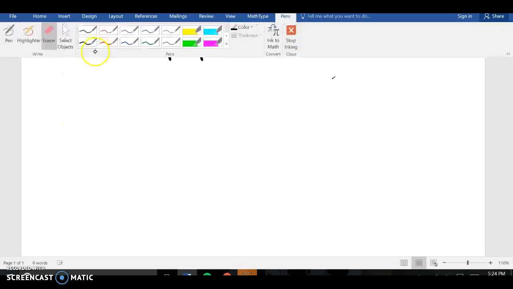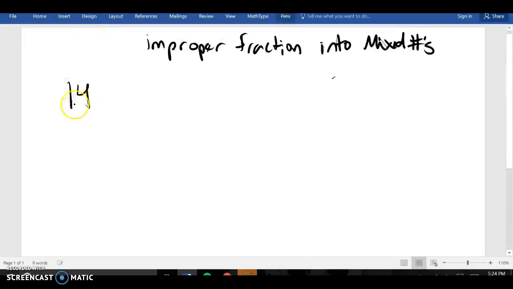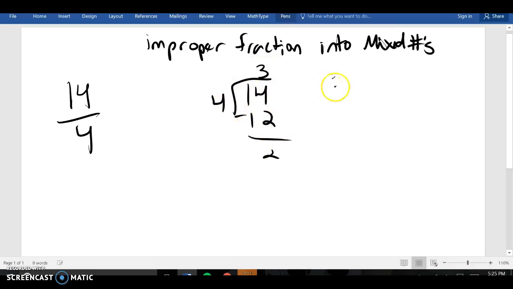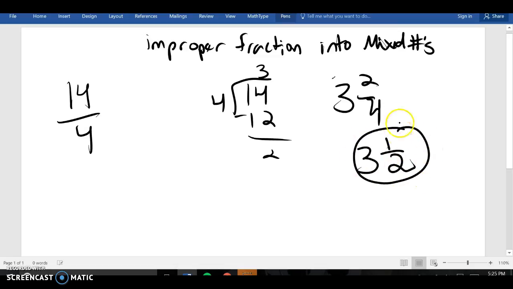14, oop, gotta get my pen on. 14 fourths. Okay. Got 14 divided by 4. 4 goes in 3 times. We've got 2 left over, so I've got 3 and 2 fourths. 2 fourths is not its simplest form because we know we can divide that by 2 because it's both even. 3 and 1/2 is going to be our simplest answer. So we keep our 3, we divide that by 2, 1.